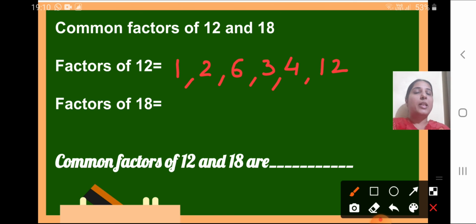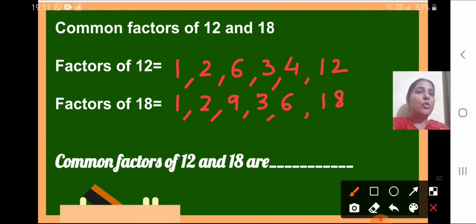Then we will write the factors of number 18. So again we will start with number 1. Then 2 9s are 18. So 2 and 9 both will be the factors of number 18. Then 3 6s are 18. So 3 and 6 both are the factors of number 18, and then number 18 itself.